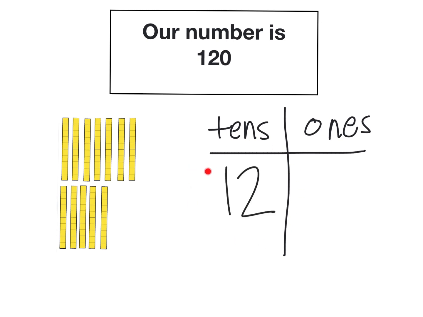After placing a 12 in our tens section of our T-chart, we then can go to count the ones place. But in this problem, we don't have any ones. We don't have any single units. So in this case, we add our 0 to the ones place because we have no single units, thus creating the number 120.